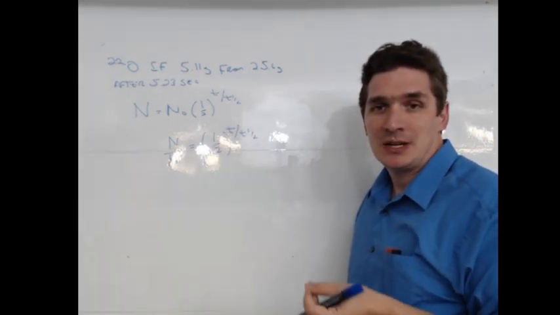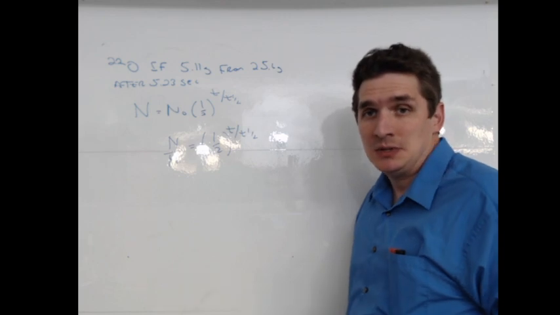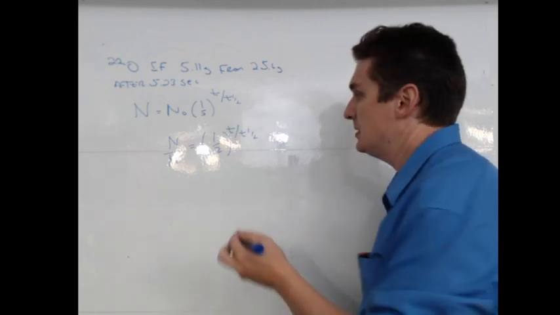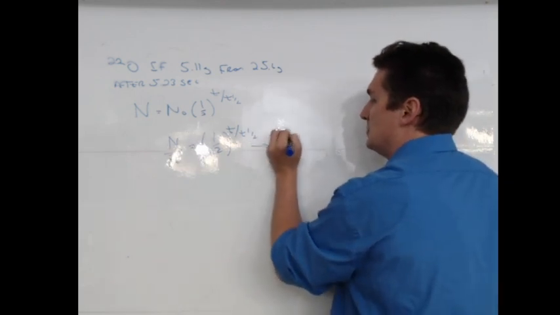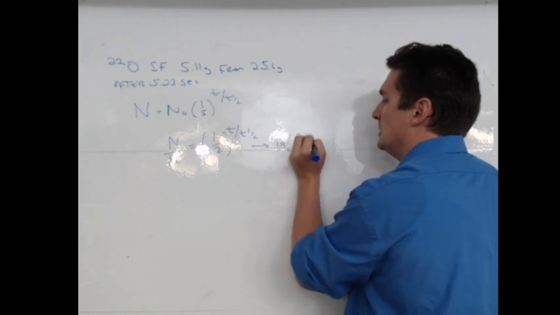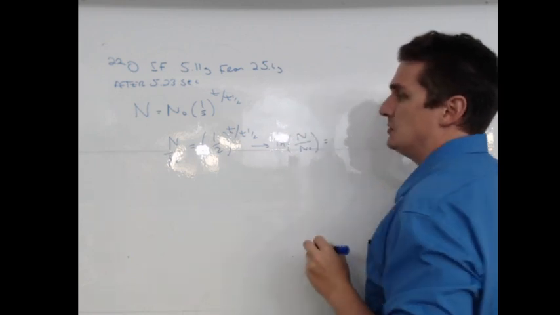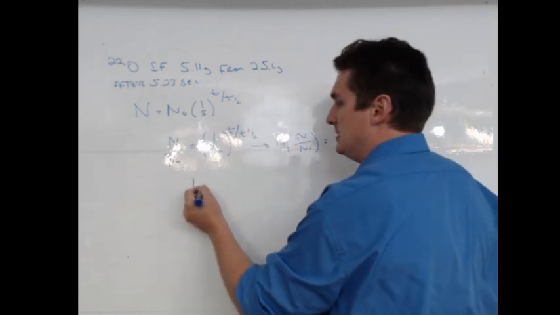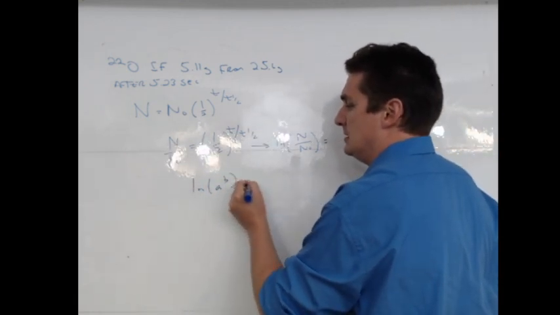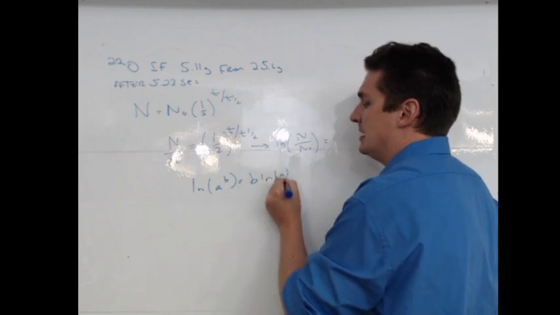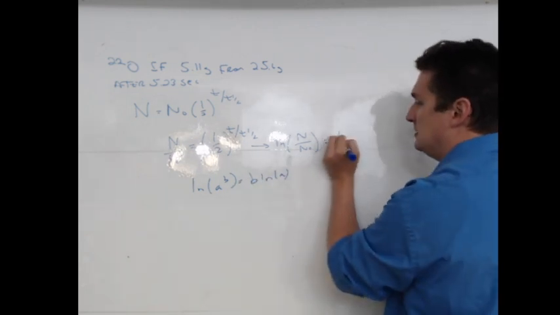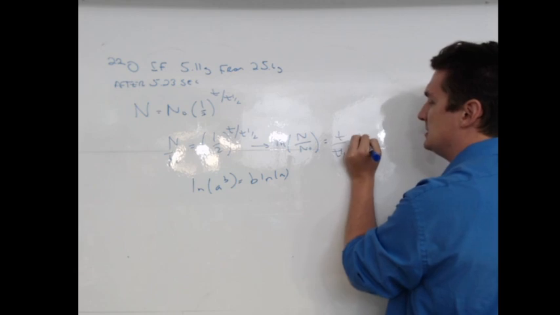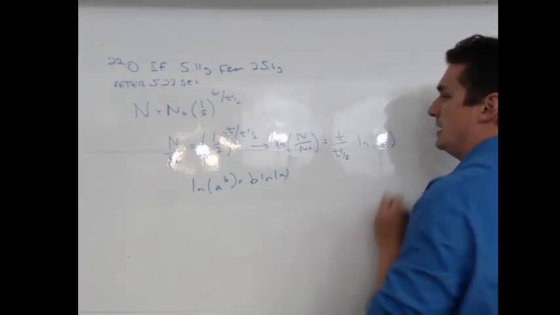Next thing we're going to do is take a natural log. You can take any log really, but natural log is just the easiest one to work with. So we take the natural log, we get the ln of N over N naught equals, if we take the natural log of a number raised to a number, so if we have the ln of a to the b, it's the same thing as b times the ln of a. So we're going to get t over t 1/2 times the ln of 1/2.